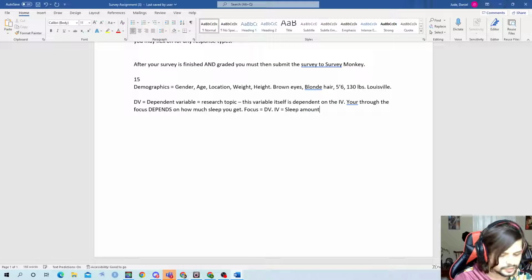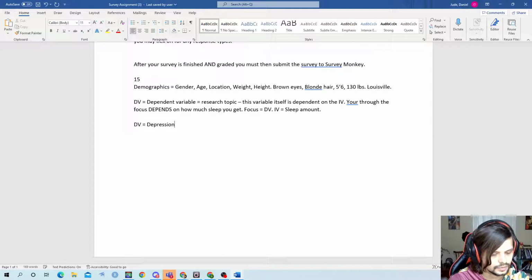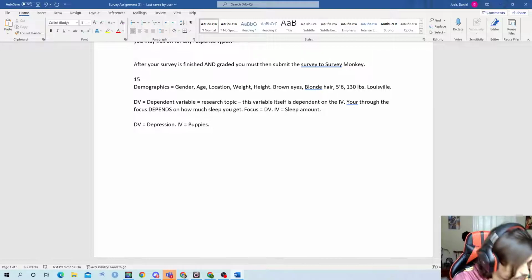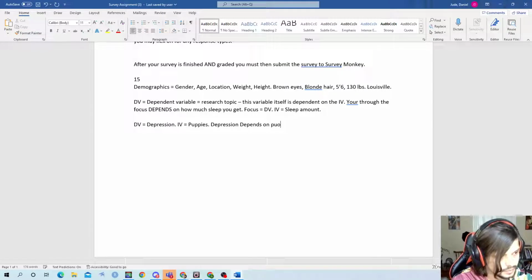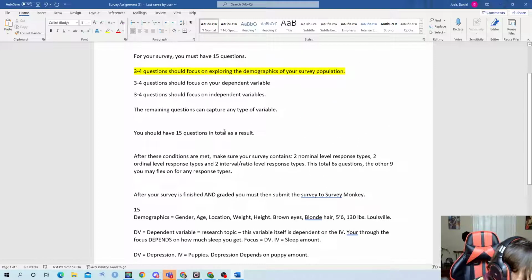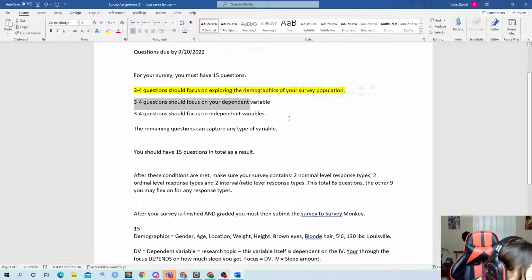Another example here is DV equals depression, and IV would be puppies, and you could argue that the more puppies you have, the less depression you have. So in this case, depression depends on puppy amount. So that dependent variable is going to be your topic. So this will be 3 to 4 questions about your dependent variable.